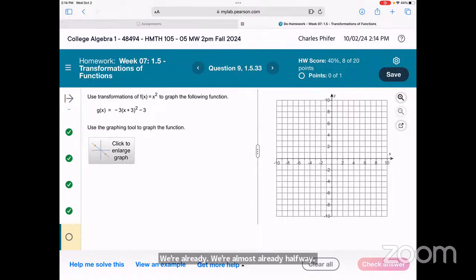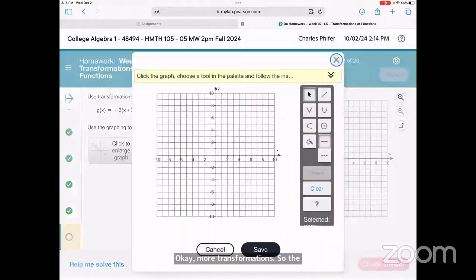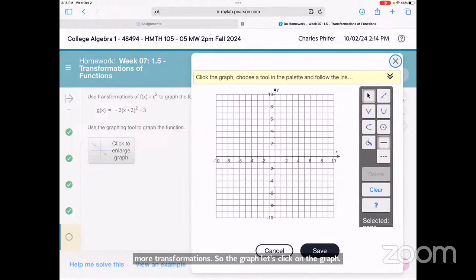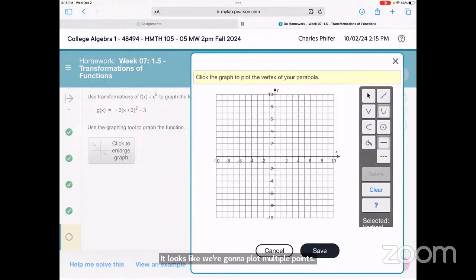Okay, more transformations. So the graph, let's click on the graph. The parent function here looks like it's what? X squared, which is a parabola. It looks like we're going to plot multiple points, so I'm just going to click on two random spots on the graph.